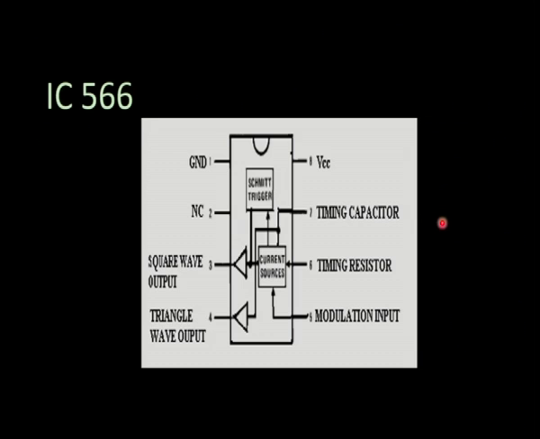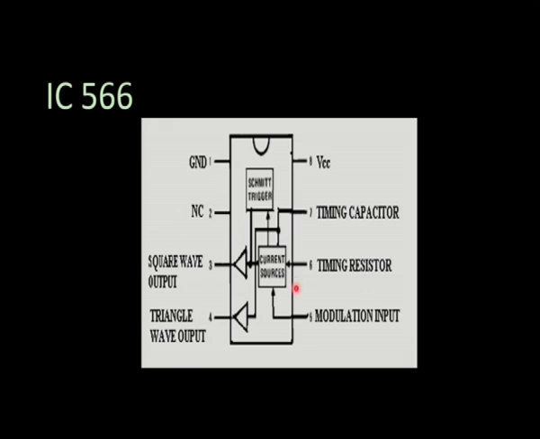For the design process of the FM modulated signal, we will first see the pin configuration of the IC 566, and then we have to understand what can be the values of the various resistors that are connected to the various pins.